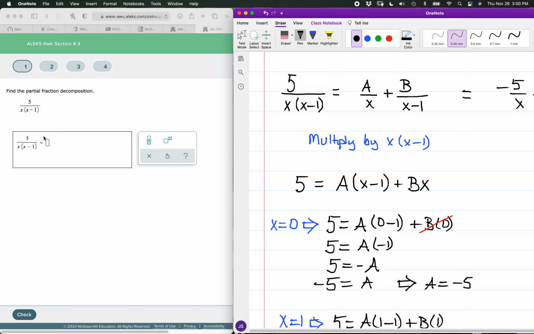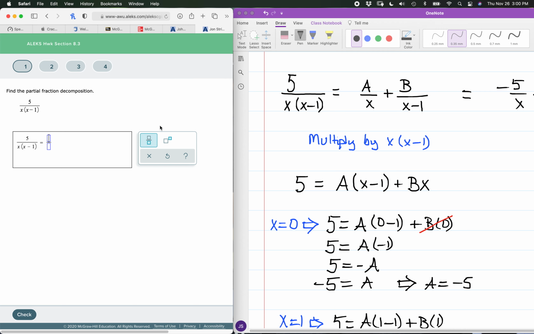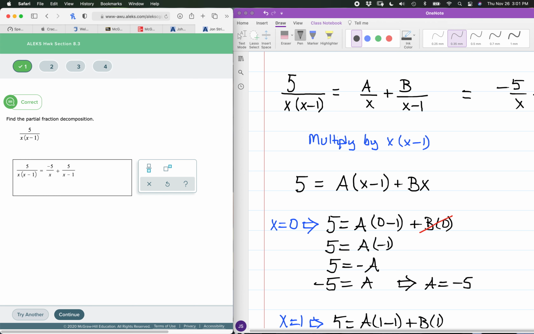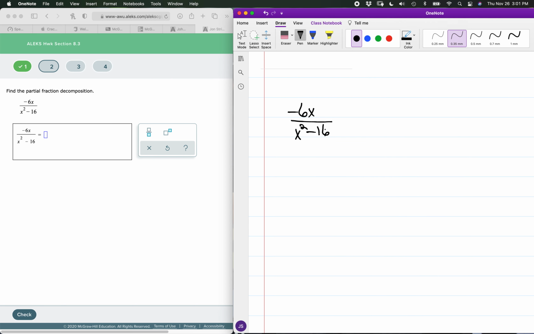And just taking what we have in the setup, we have negative 5 over x plus 5 over x minus 1. And checking the result, the answer is correct.